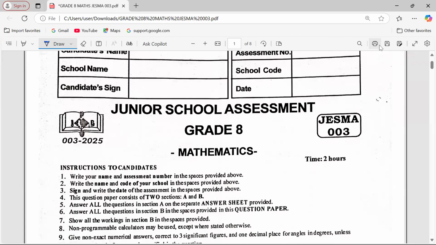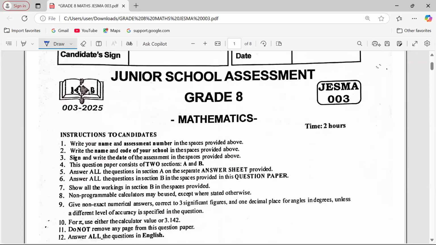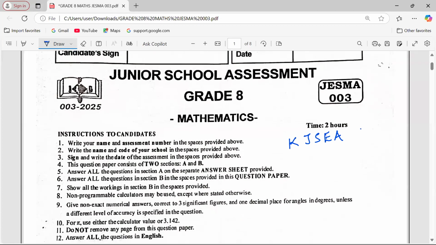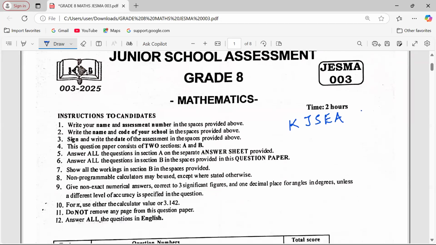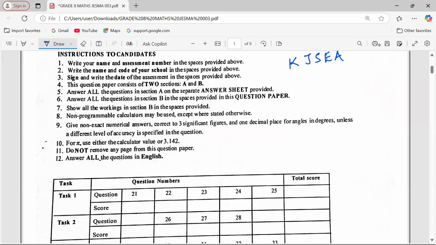This is in preparation for the KJSEA, that is the Kenya Junior Secondary Education Assessment 2025. So as we do the preparations, we're going to be uploading papers here for all the junior school levels.